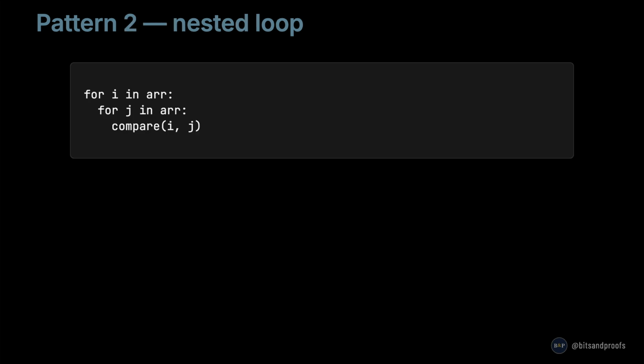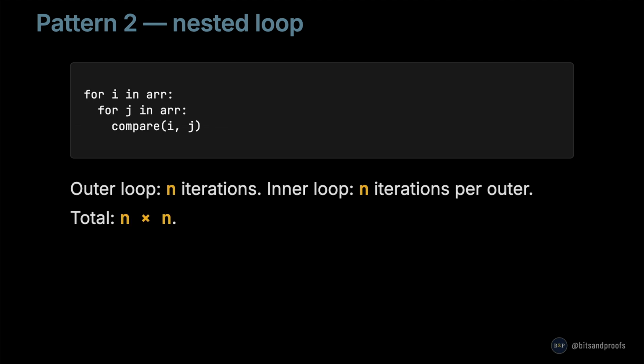Pattern 2, a nested loop. For i in arr, for j in arr, compare i and j. Looks slightly more complex, but should now be easy to read. Apply rule 1. The outer loop runs n times. For each of those, the inner loop also runs n times. The total work is n times n. That's n squared. That gives us O of n squared. Quadratic time. Watch for this pattern in code review. It is the single most common scaling problem in real code bases. 2 nested loops over the same data is a serious problem when n gets large.